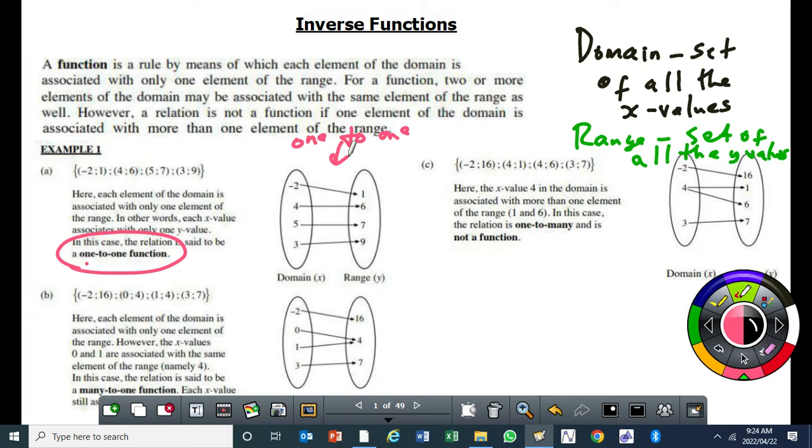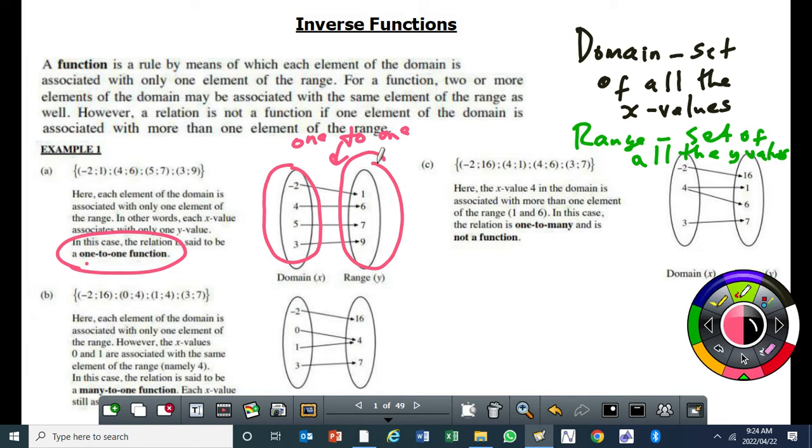So we call this type of relationship a one-to-one relation. And be aware that these values here are your domain, that is the set of the x values. And then these values will be the range, the set of the y values.